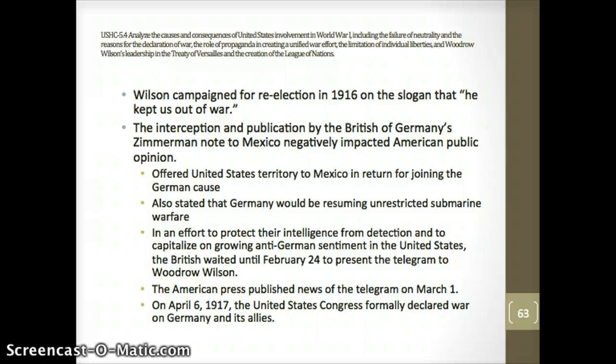In 1916, when Wilson ran for re-election, he actually ran on the slogan that he kept us out of the war. And that was a very popular statement. Most Americans did not want to get into the war, which is kind of interesting because the U.S. gets in the war in the next year.